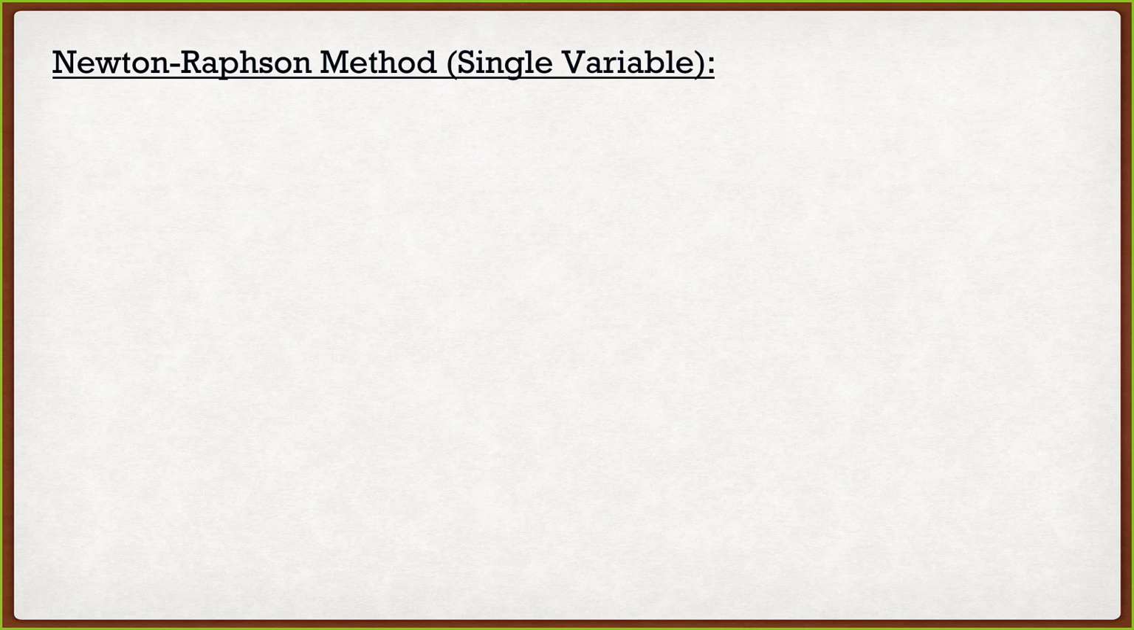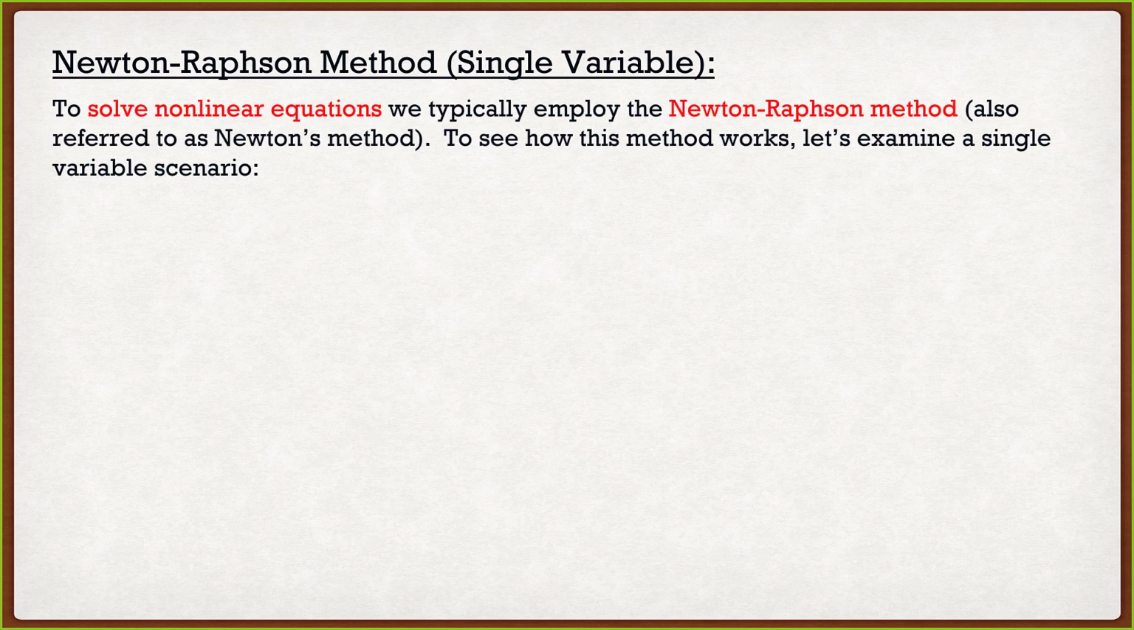The first thing we're going to look at is how do we solve it. In a linear system, our solution was nice and simple. We had k multiplied by u is equal to f. Nice linear system, we can solve it. However, we don't really have that when we're dealing with these nonlinear equations. So to solve these nonlinear equations, we typically employ the Newton-Raphson method, which is also called Newton's method.